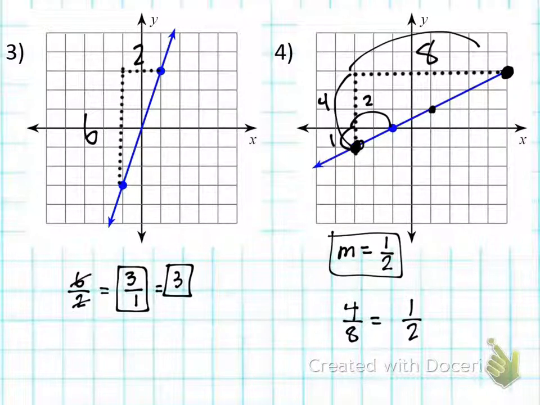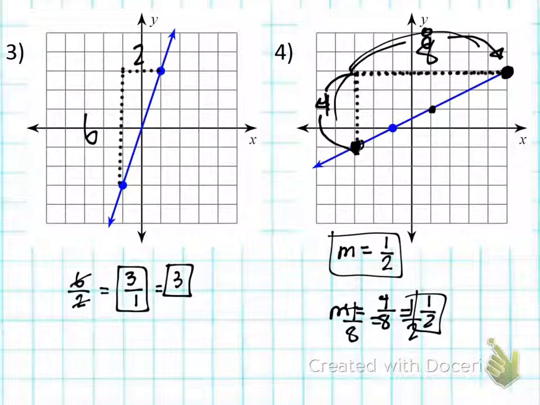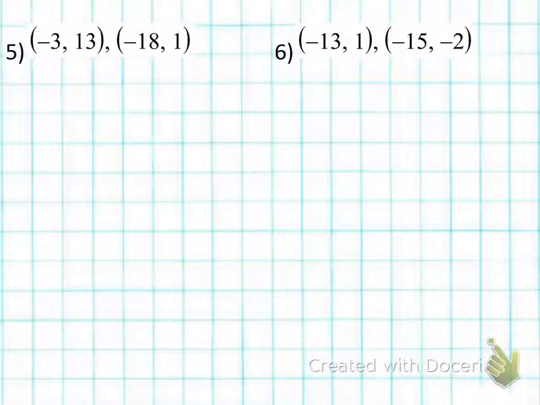Okay. Anyways, we have to move on with the lesson. Okay, number 5. Do we have a graph to look at? No, so let's do this together. Write this down. I'll start you off and then you'll finish up number 5 on your own. So we got -3, 13. And then we have -18, 1.